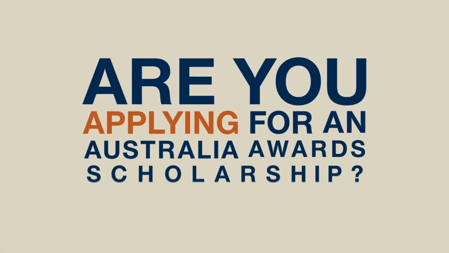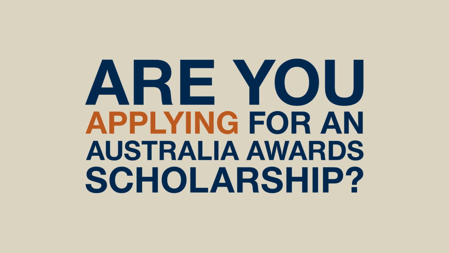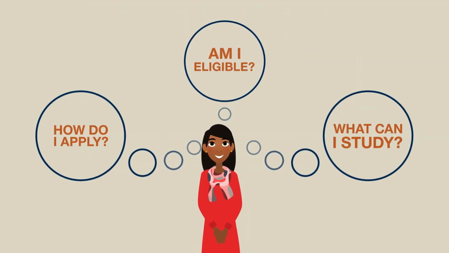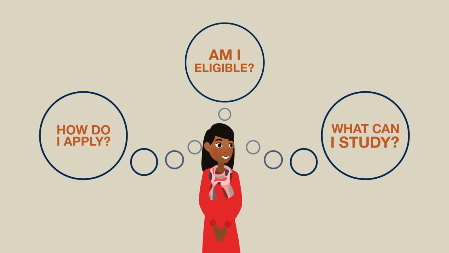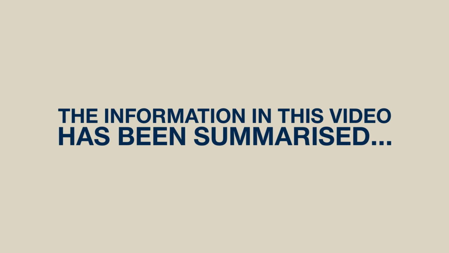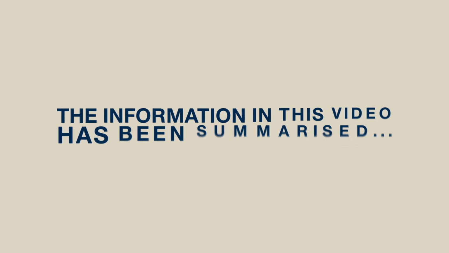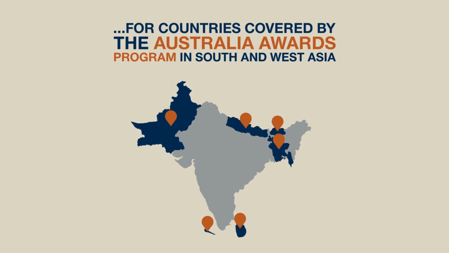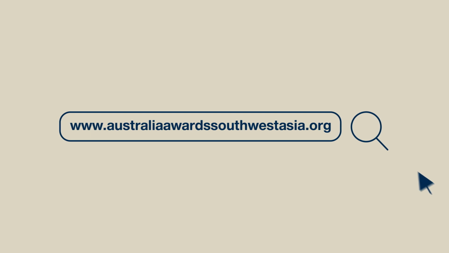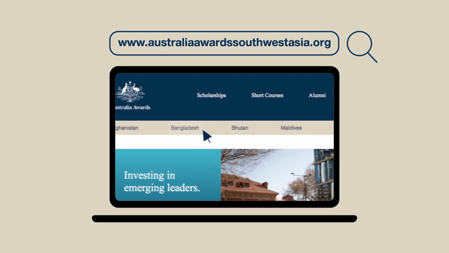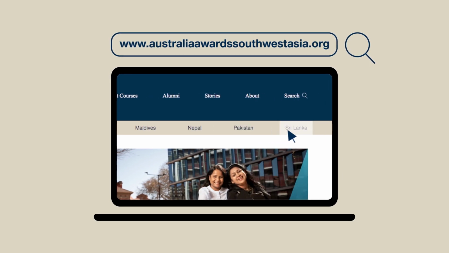So, you want to apply for an Australia Award scholarship. To help you submit the strongest application possible, this video will take you through some crucial steps. The information contained in this video has been summarised for countries covered by the Australia Awards program in South and West Asia. Please refer to the country-specific websites for details relevant to your country. So, let's start at the beginning.